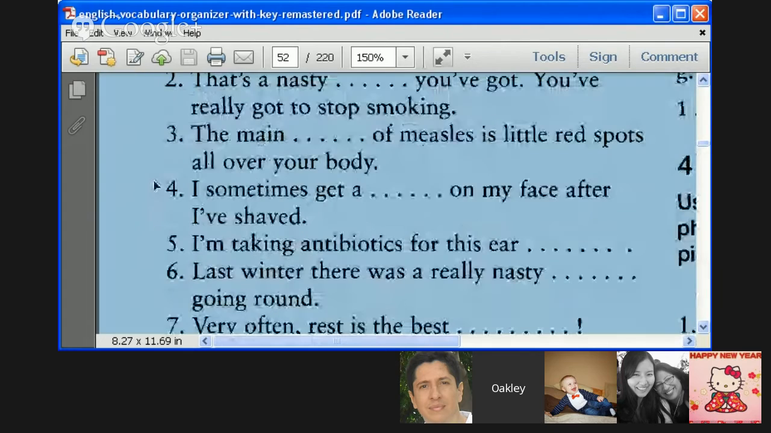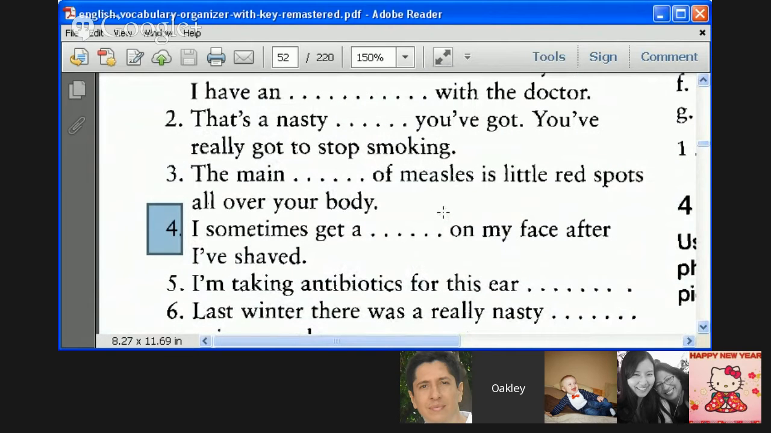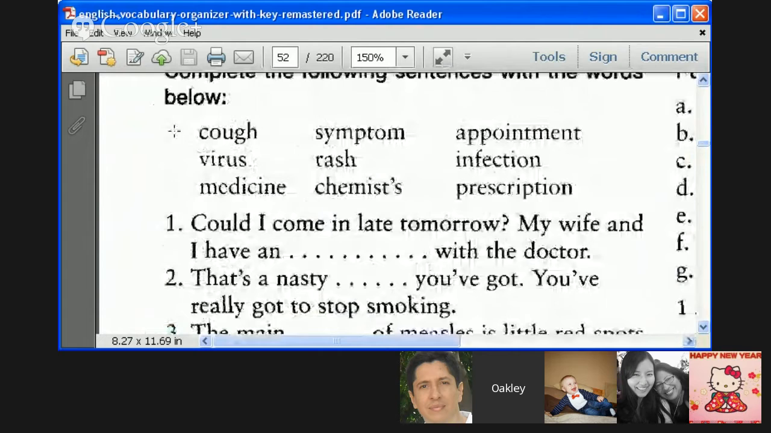Okay, number 4. Cornell. How about number 4? I sometimes get a rash on my face after I have shaved. Okay. Rash. That's when your skin becomes red and or bumpy. Right. So some men, Cornell, how about you? Do you have sensitive skin? Do you get a rash?